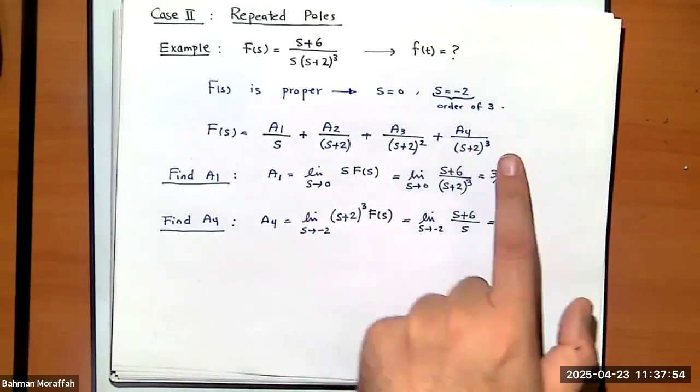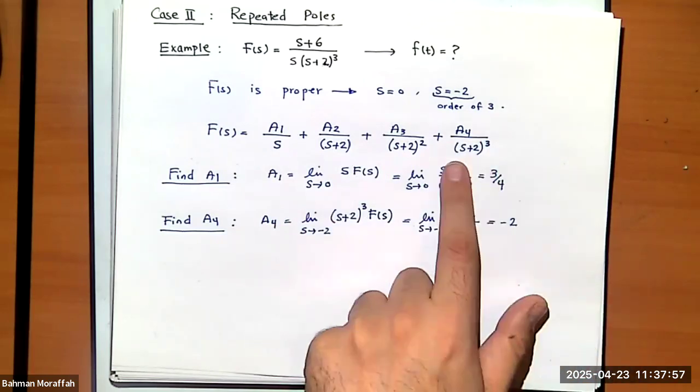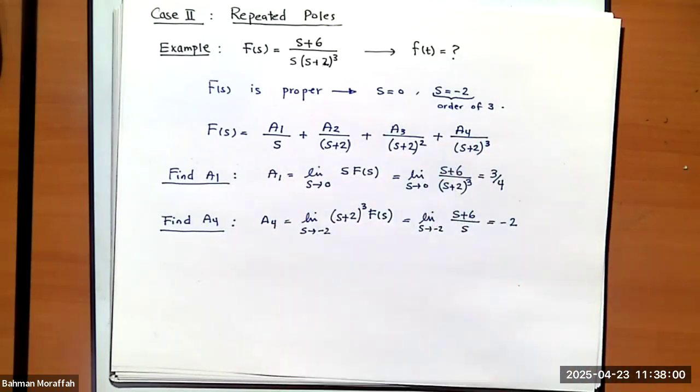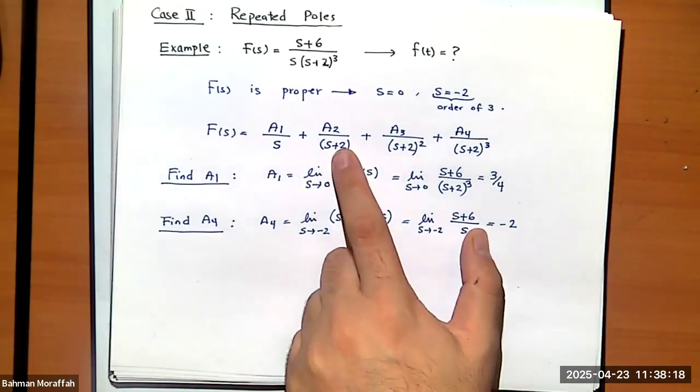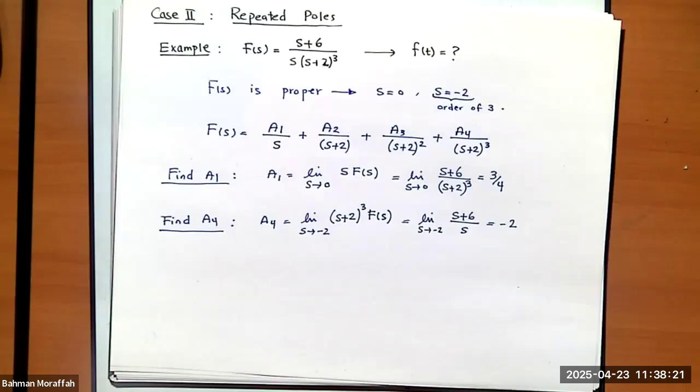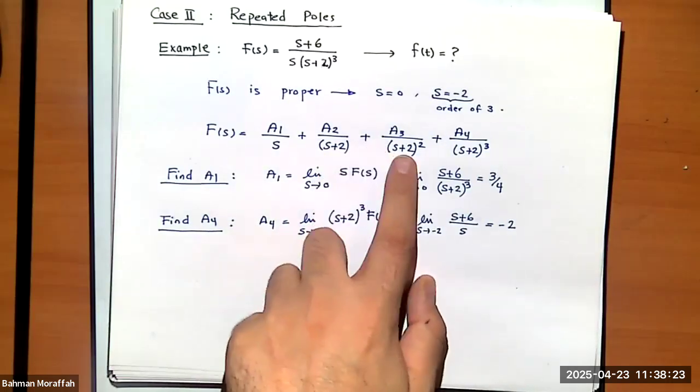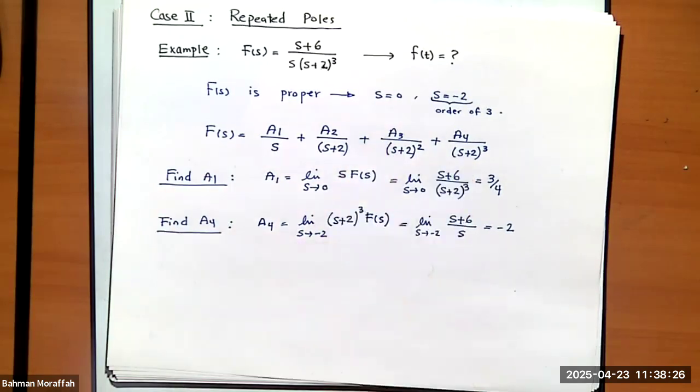This one, I get A4 times (s + 2) squared divided by (s + 2) cubed, which is A4 divided by (s + 2). As soon as I find the limit as s goes to -2, this component goes to infinity. So I can use the same trick with the exact same logic for A3, but I cannot use the same trick to find A2. Because if I multiply this by (s + 2), then these two terms go to infinity when I'm finding the limit. So what can I do?